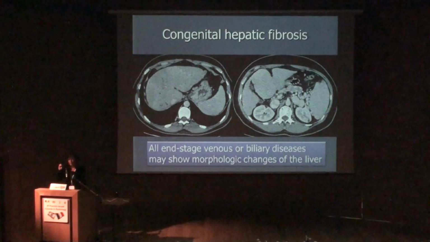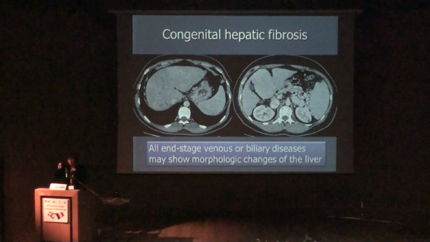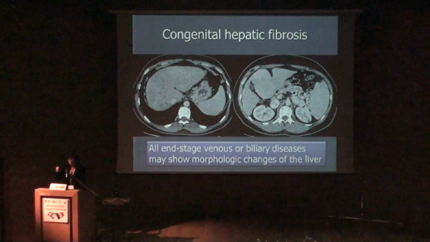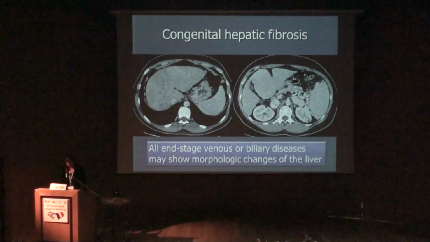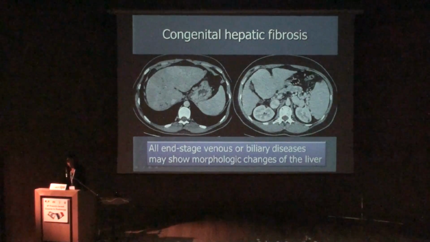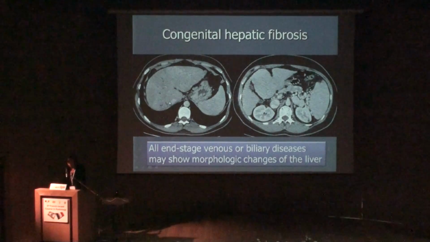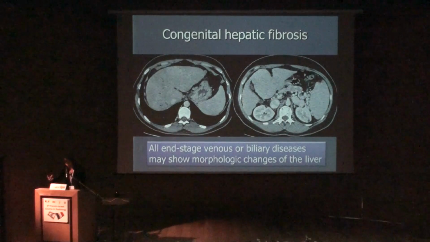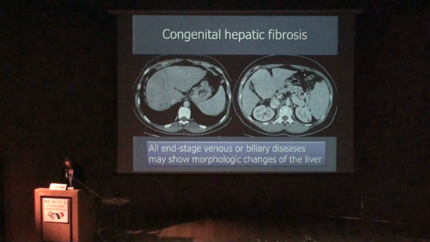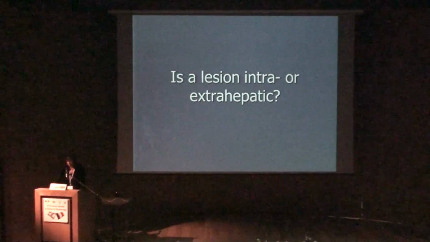So my key message here is that all end-stage portal, hepatic venous, or biliary disease may show morphological changes of the liver. And here we have to look at additional findings, some bile duct dilatation here, and some other abnormalities, especially in the kidney, and then we can make the diagnosis of congenital hepatic fibrosis. So this was the first issue I'd like to discuss with you.